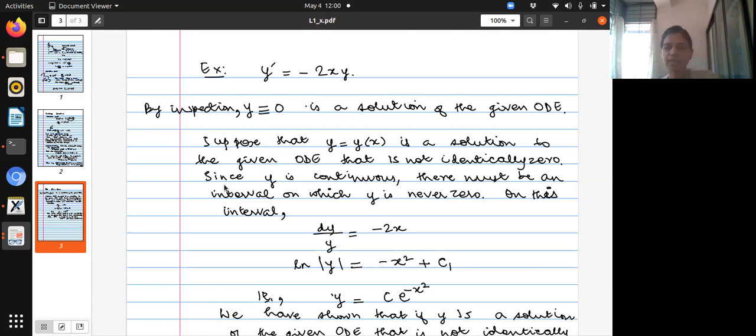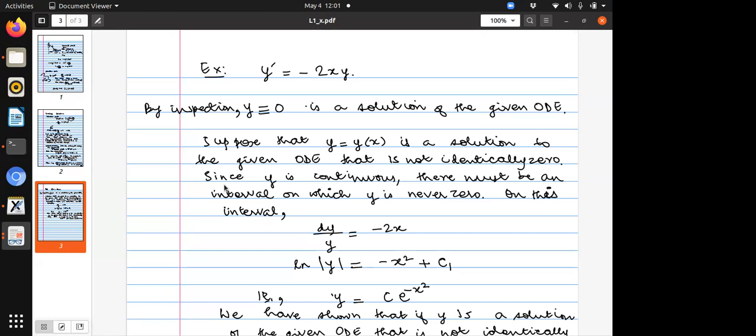Now, under the assumption that there is a solution to the given ODE that is not identically 0, what we notice is, y is a solution to this ODE, so y has to be differentiable, which means that in particular y is continuous. Which means that if it's not identically 0, then there must be an interval in R for which y does not vanish, correct?